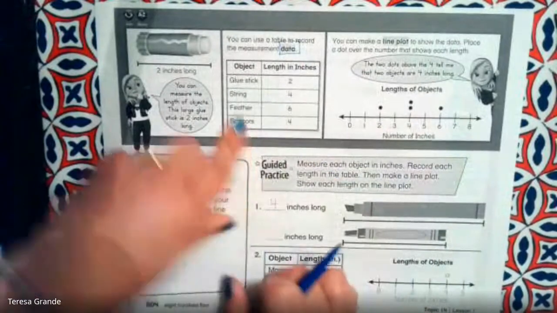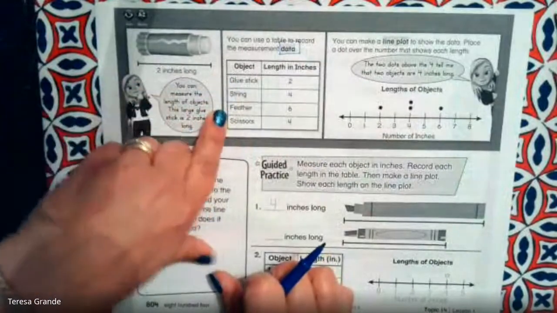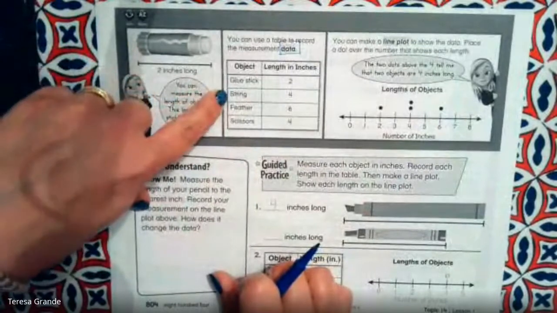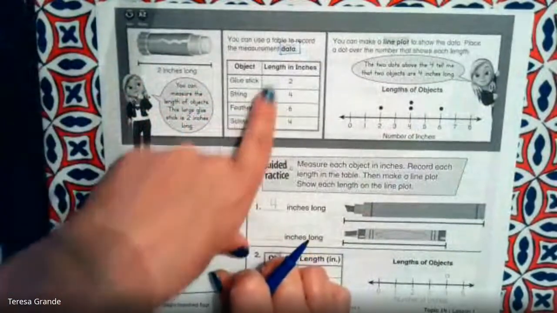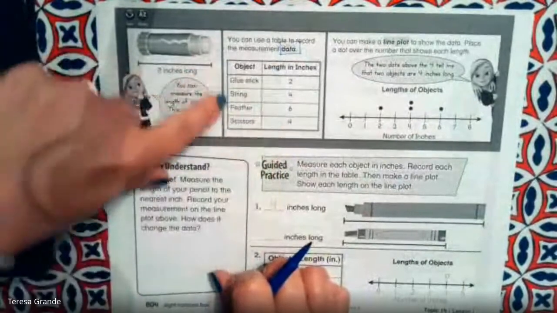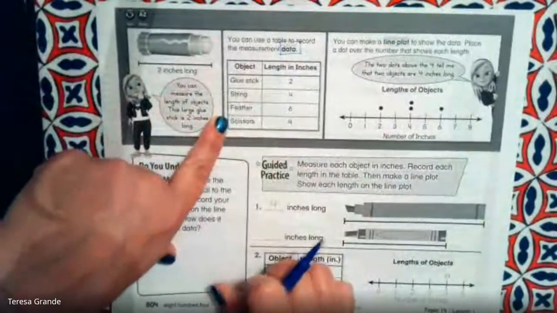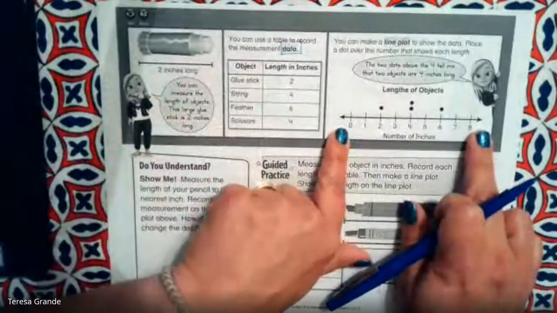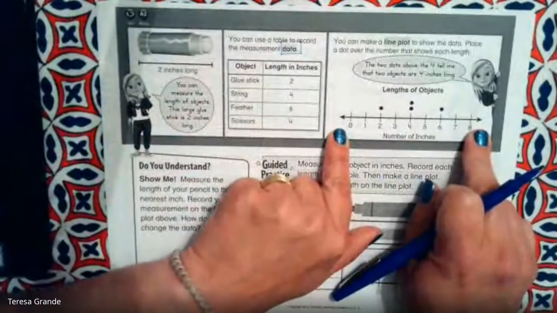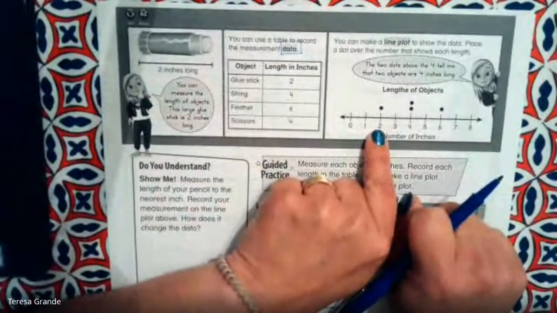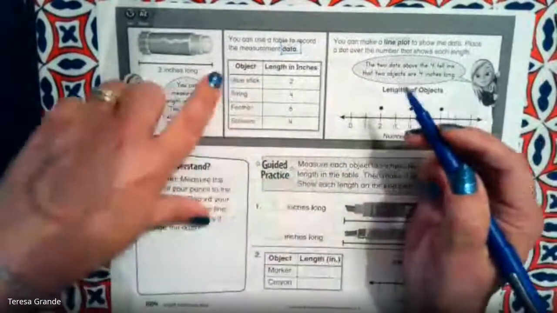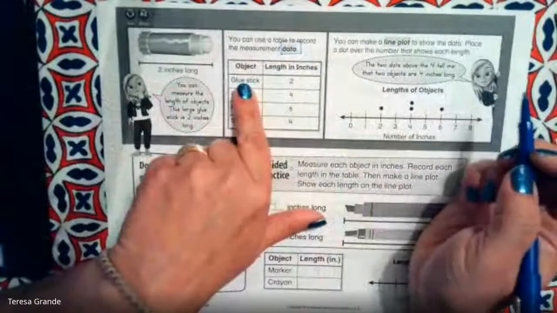And if we're looking at this table, we're looking at a glue stick, a string, a feather, and scissors. What they did was they measured the length of each of these items. They then used the number line to make a line plot. How many items were 2 inches? We know that answer is one item, the glue stick.